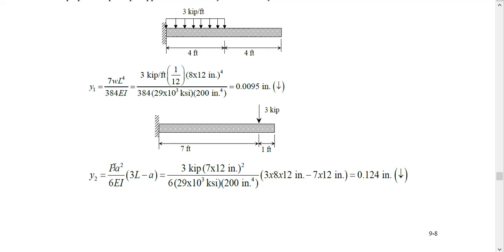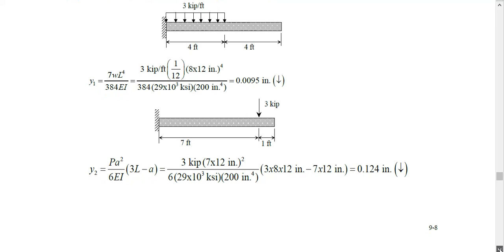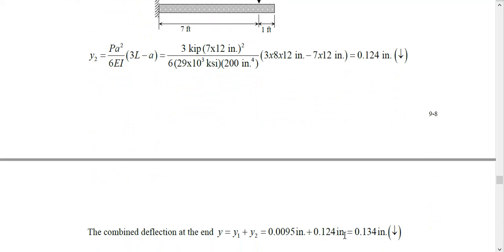So this time P is a concentrated load, 3 kip, and E is in ksi, so kip per square inch, and inch to the power 4, so my L should be in inches. 3L is 8 feet times 12, and then a is here, 7 feet, is this. So we calculated both and both we got positive. That means whatever we assumed is correct. So both are downward because we assume downward is positive. There is no sign here. Okay, so if we sum up, we will get the total deflection.